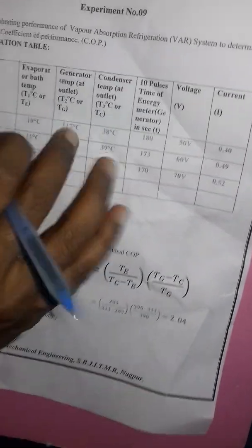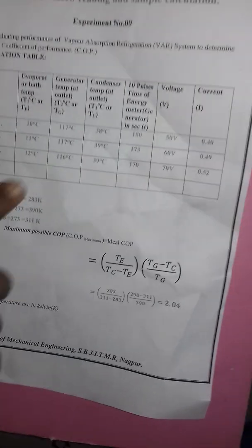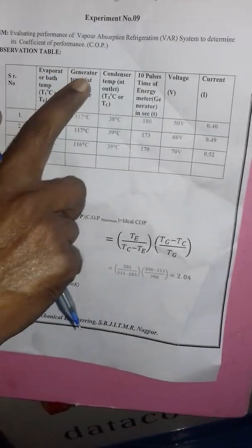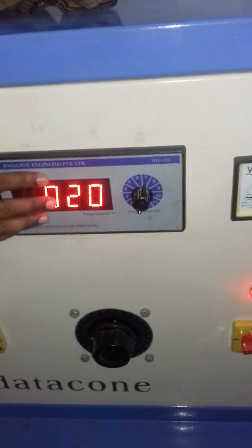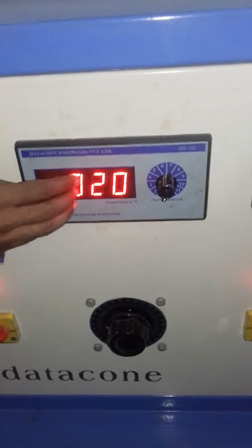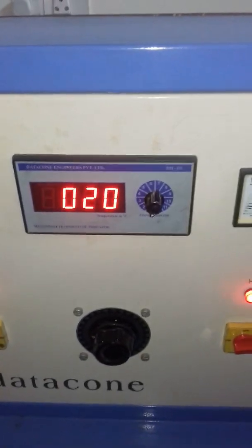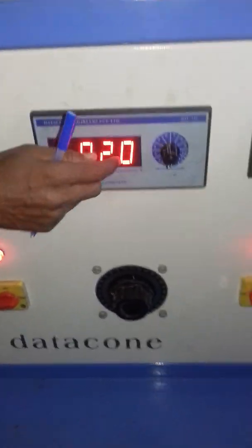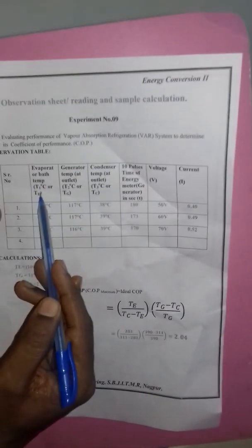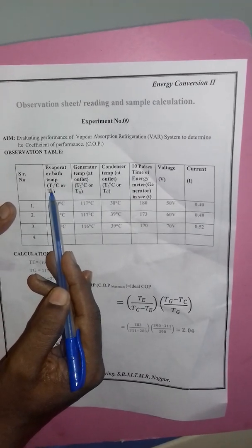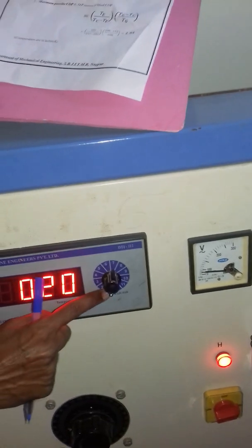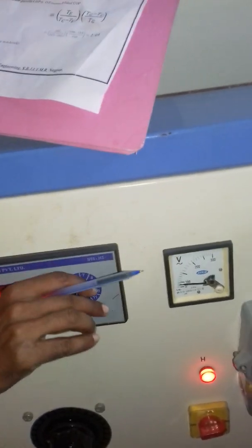For these three temperatures, that is the evaporator temperature, generator temperature and condenser temperature, we have an automatic temperature recorder here, and through this recorder we can record the temperature. The first temperature is T1, the temperature in the evaporator. So evaporator temperature is given by T1. We'll keep this knob at position 1, and we will record the temperature.